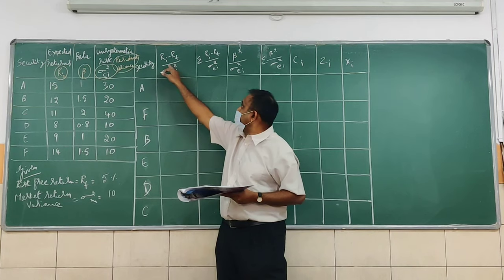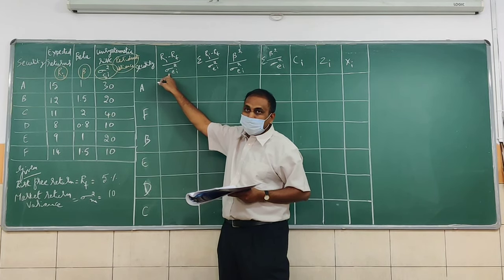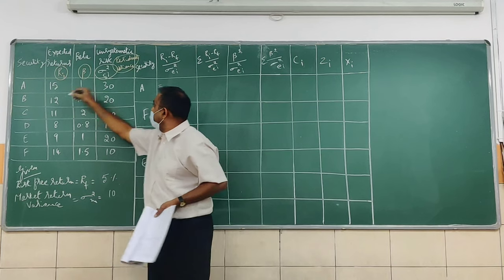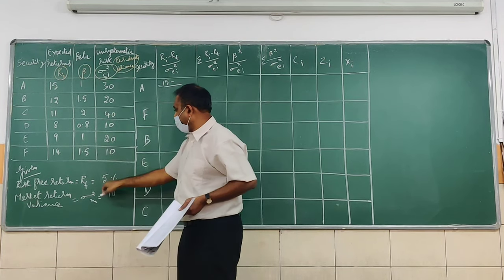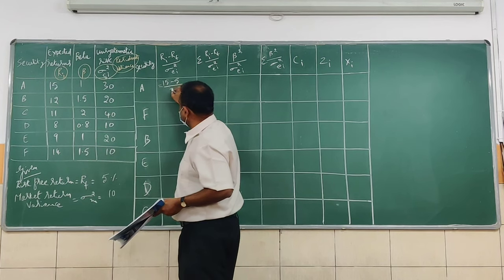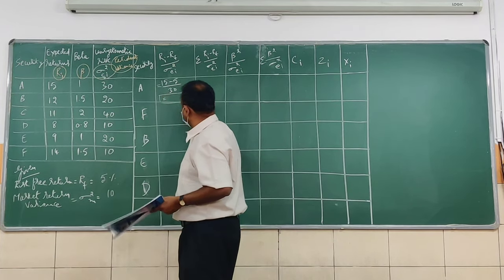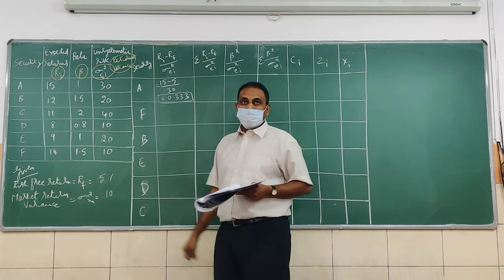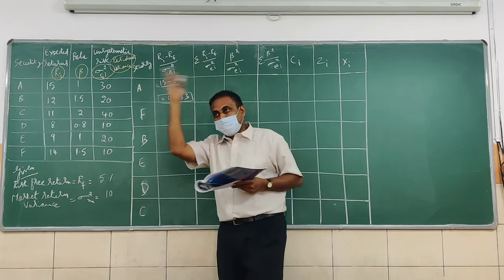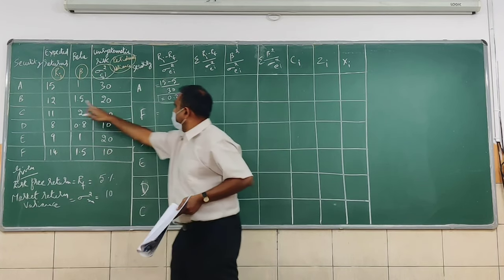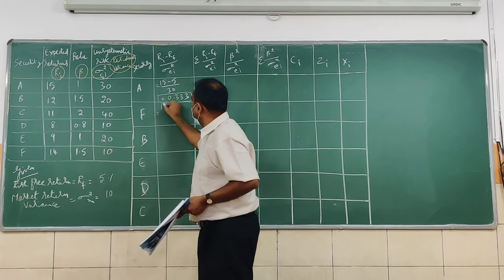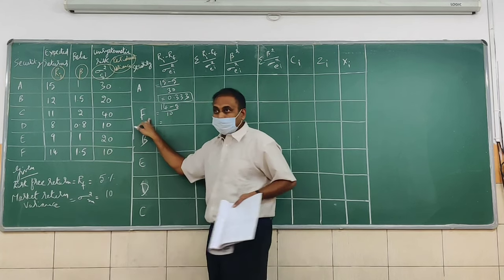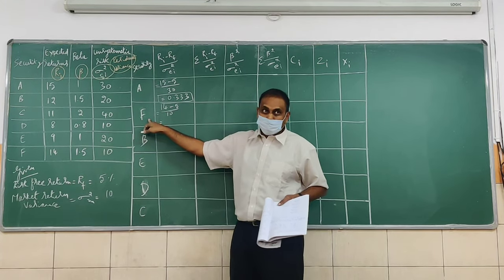I'll go for this formula first: RI minus RF divided by the systematic. I'll go for A first. RI minus RF is 5. Systematic is 3. Three decimals. Next, F. F is 14 minus 5 divided by 10. Remember the order, not ABCD order. Okay?